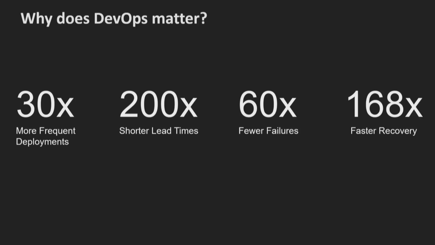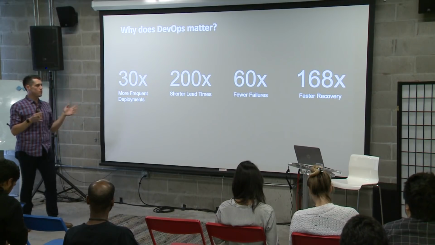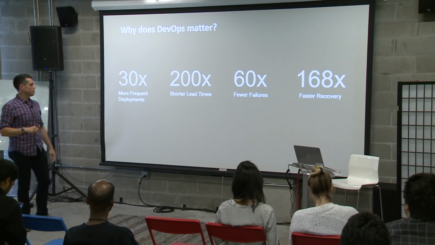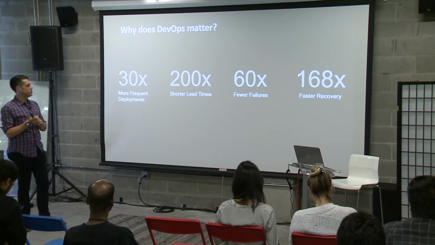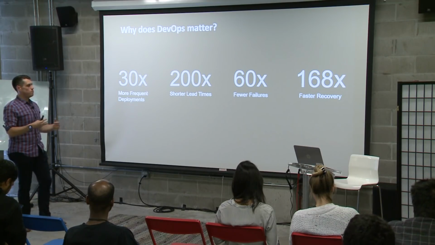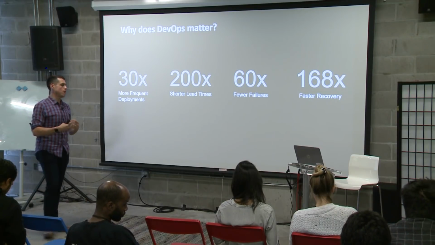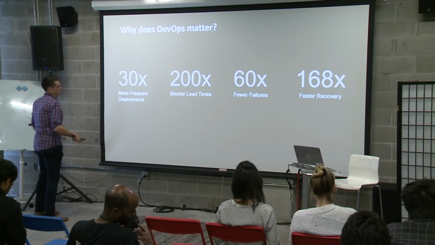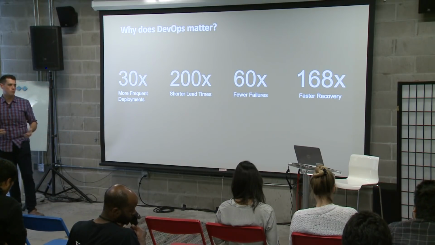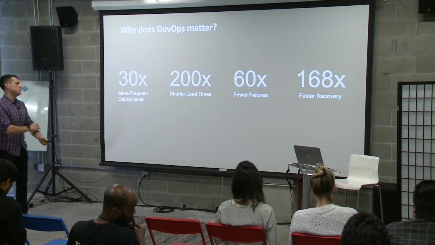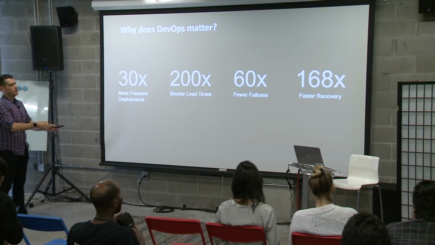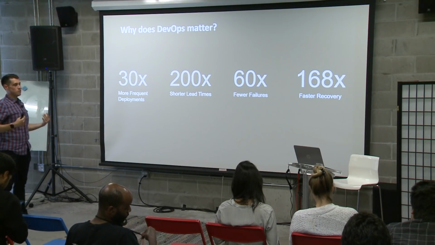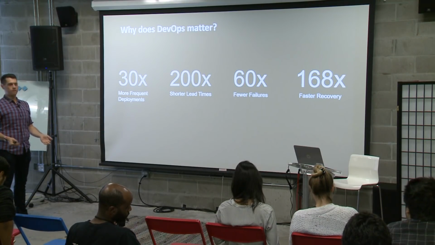Puppet, anyone ever hear of Puppet? Okay, cool, awesome. Puppet's a configuration management system, and I would take these with a grain of salt because it's a pretty self-selected audience that took this survey. But people using Puppet to implement DevOps practices talked about some of the benefits they see from adopting these practices. Things like 30 times more frequent deployments, 200 times shorter lead times to get something done, less failures, and most importantly, faster recovery when something fails.